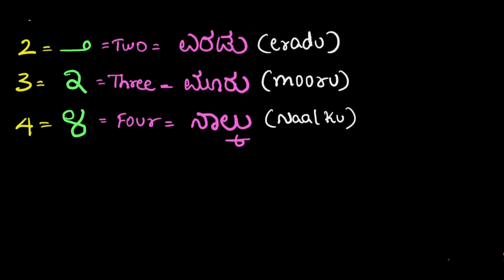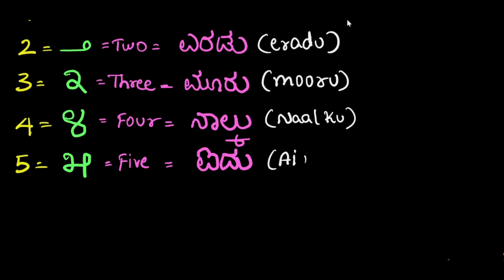And after that you have 5. So how do you write 5? It is similar to Hindi, okay, or it's like this. Wait, let me use green color. So this is 5. What do you call 5 in Kannada? 5 is known as Aidu. You have to write Ai and du. Okay, Aidu.